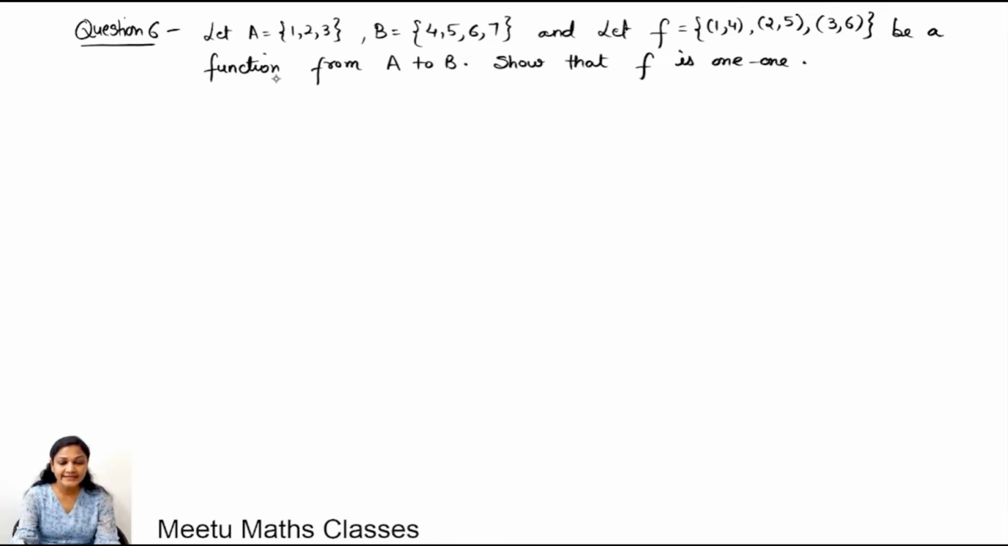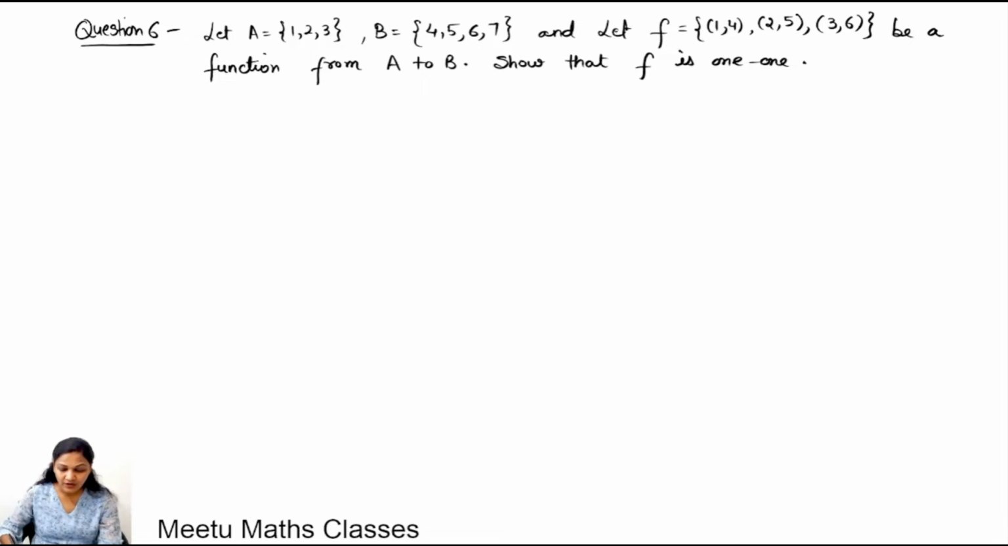Your question number 6 is: let A be a set {1, 2, 3} and B be a set containing 4, 5, 6 and 7, and let F be a mapping in which 1 is related to 4, 2 is related to 5 and 3 is related to 6. F is a function from A to B. Then you are supposed to show that F is 1-1.